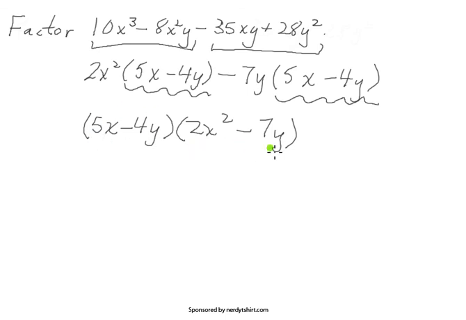And this, well, it's not a linear factor, but it's really nothing that's factorable over integers with the techniques that we've got. It's not a difference of squares, it's not a sum of cubes or difference of cubes, certainly no more GCFs or grouping or trinomial possibilities in this. So there it is. Once you finish off the grouping with this one, there's your final answer, 5x minus 4y times 2x squared minus 7y.